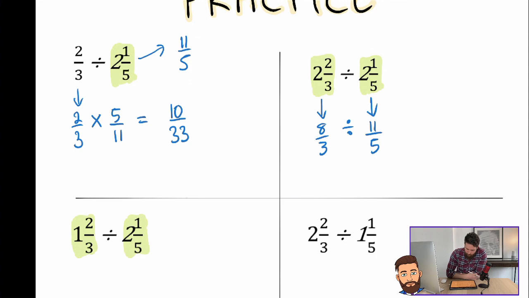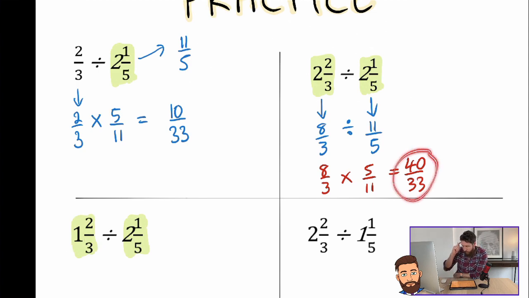And then what we're going to do is keep, change, flip. So we're going to keep 8/3, change to a times, and flip 5 over 11. Timesing that across, we'll get 40 over 33. That is top heavy. We can change that to a mixed number. 33 goes into 40 once, with 7 over 33 left over.